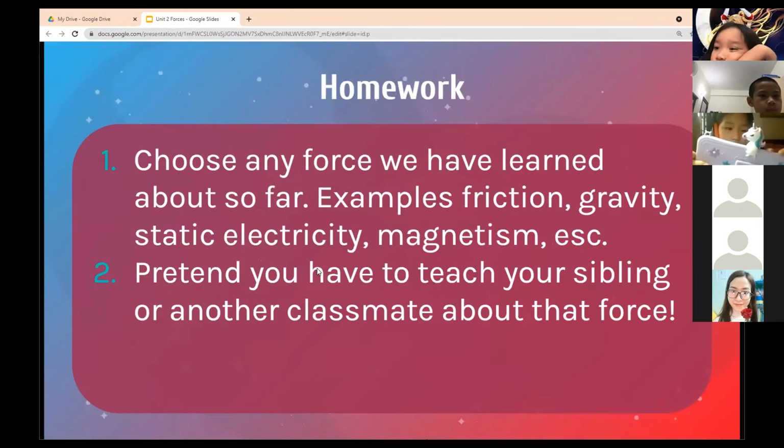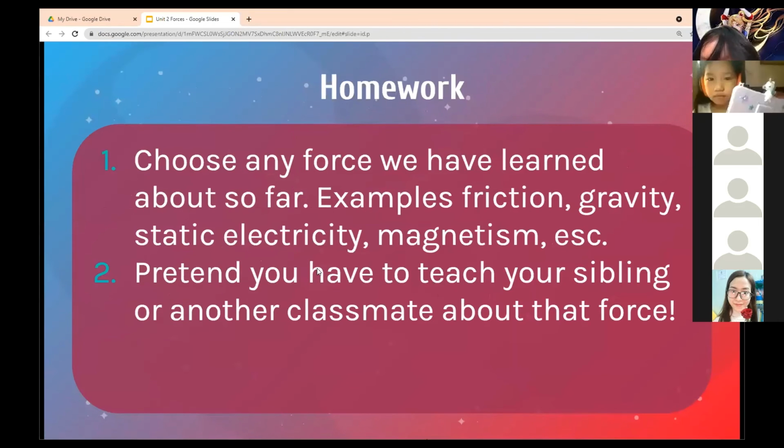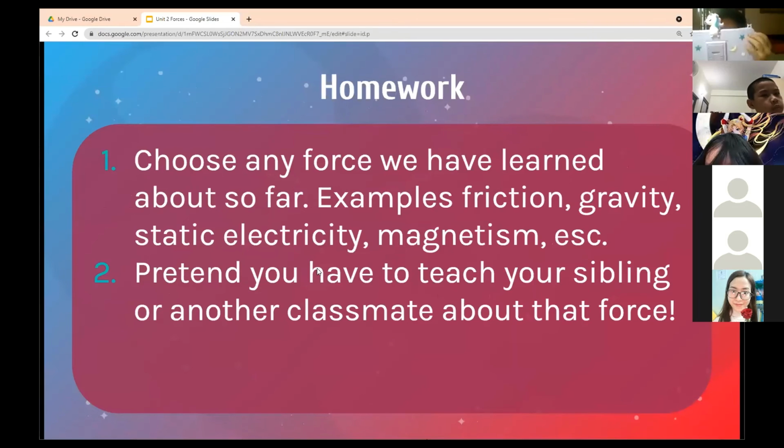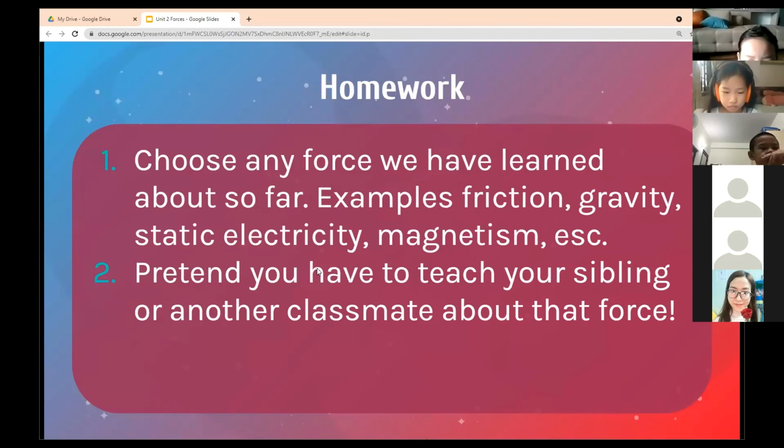Okay, so let me show you your homework. Your homework is to choose any force that we have learned about so far this year. You can use friction, gravity, static electricity, magnetism, etc. Any force you want. It can be one of these I gave as an example, or something else. Choose any force you want, and pretend you have to teach your sibling or another classmate about that force.